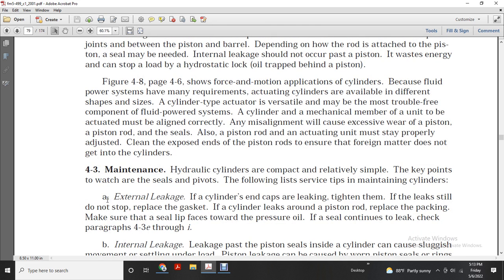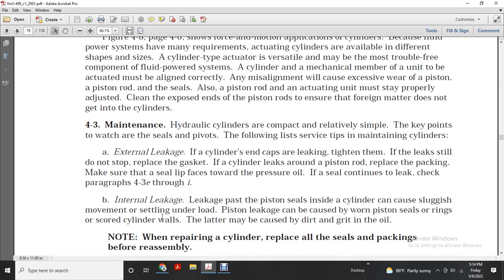4.3 Maintenance. Hydraulic cylinders are compact and relatively simple. The key points to watch are the seals and pivots. The following lists give tips for maintaining cylinders. External leakage. If the cylinder end cap is leaking, try tightening it. If the leak still does not stop, replace the gasket. If the cylinder leaks around the piston rod, replace the packing. Make sure the seal lips face toward the pressure oil. If the seal continues to leak, check paragraphs 4.3 E through I.